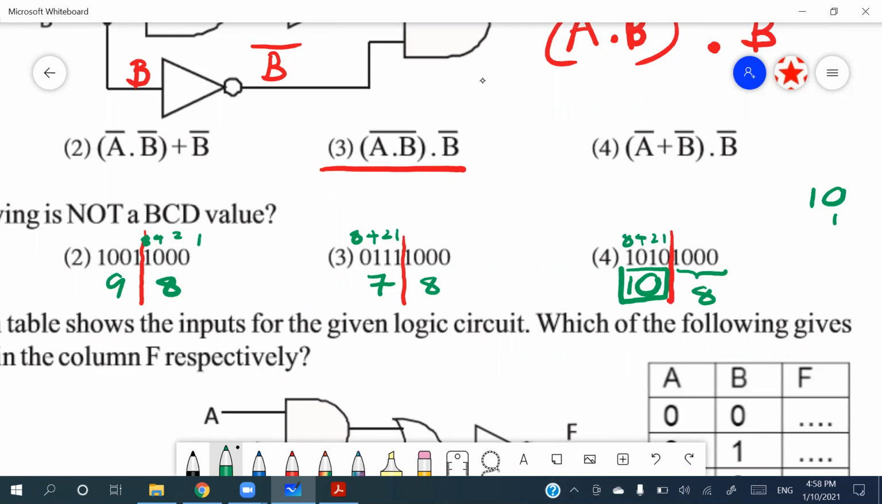So to represent it, there will be 4 zeros to represent 0, and 3 zeros and 1 will be there to represent 1, right? Not the 10 entirely. So the correct answer should be the fourth one.